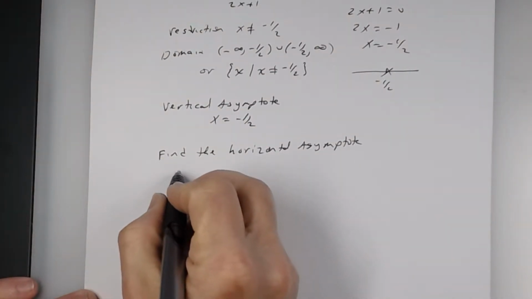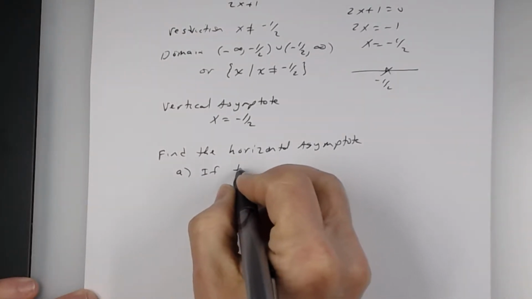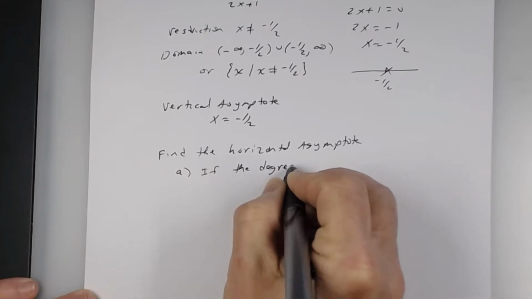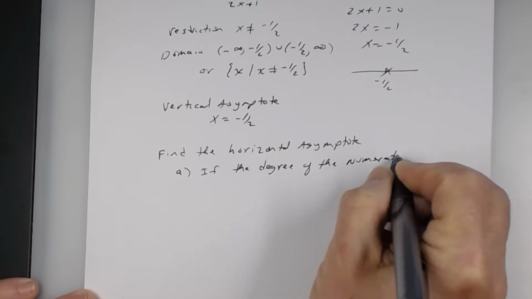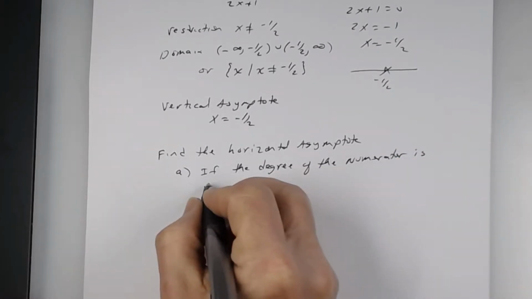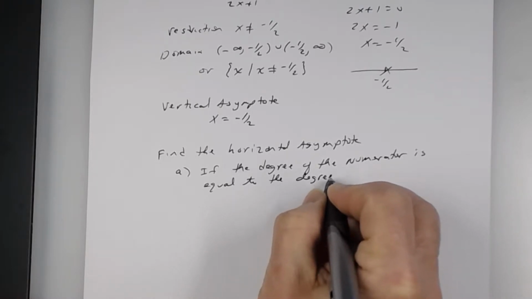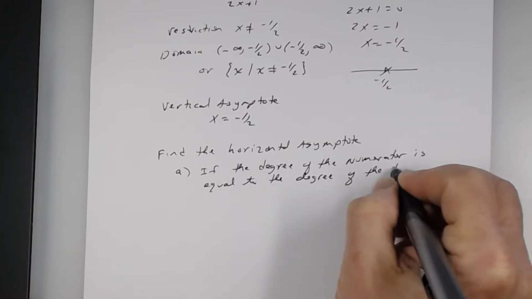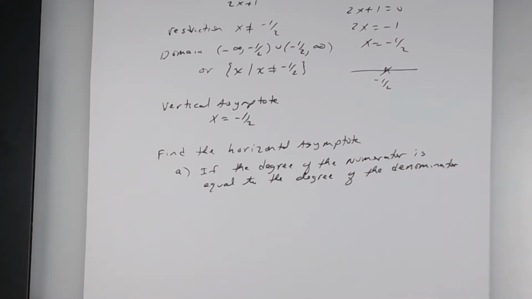Okay, let's look at part A. Part A says this: if the degree of the numerator is equal to the degree of the denominator. All right, so if the degree of the numerator is equal to the degree of the denominator.